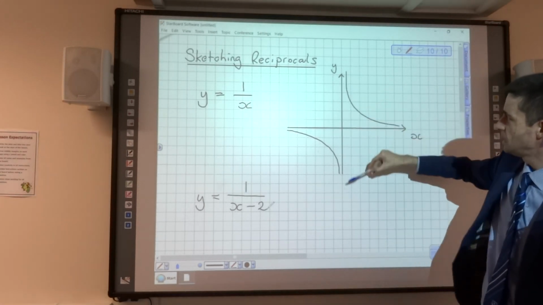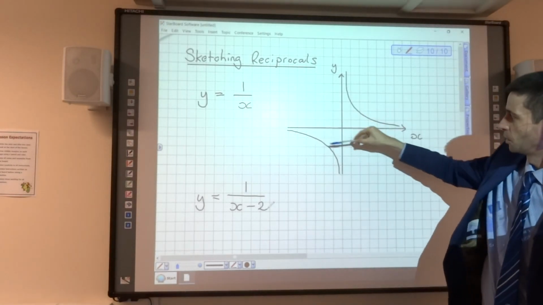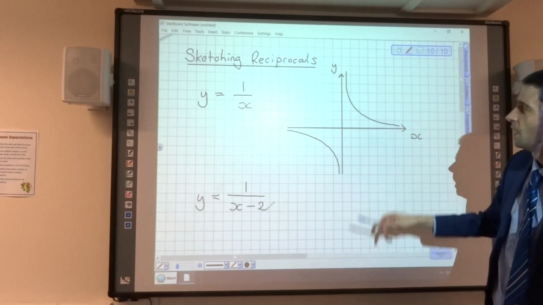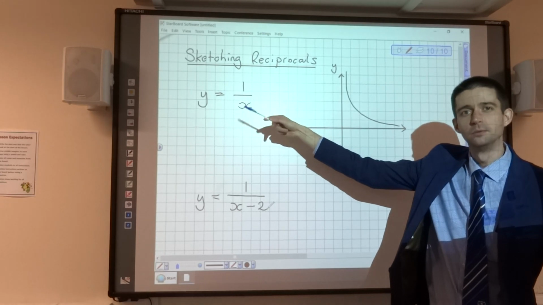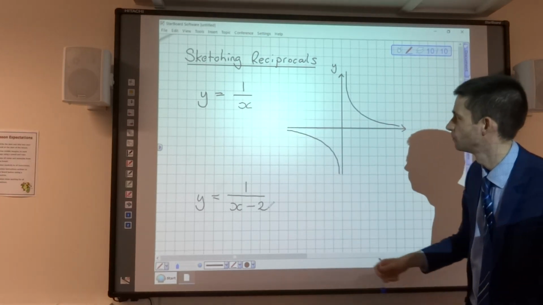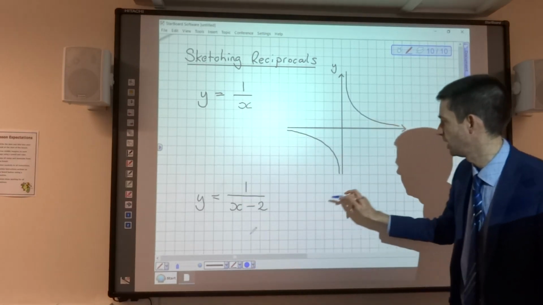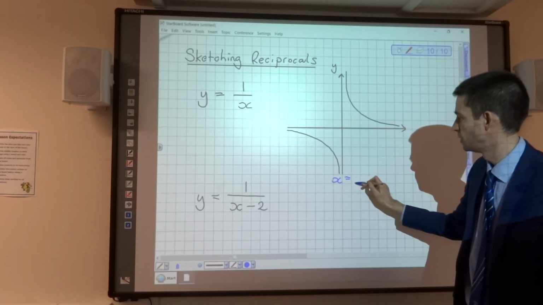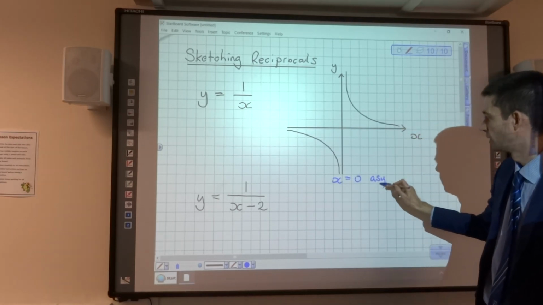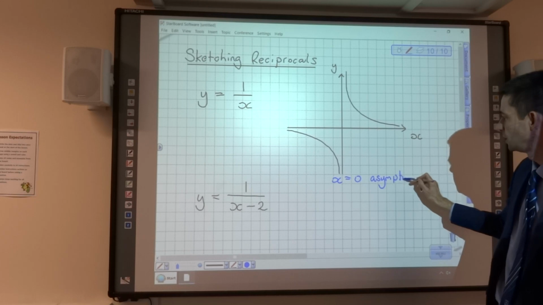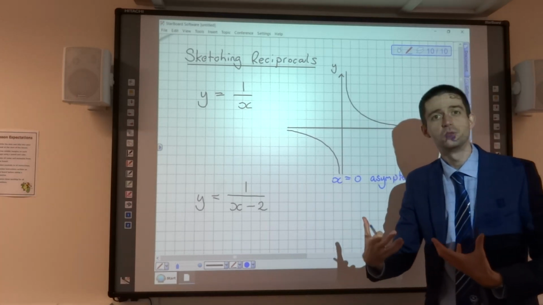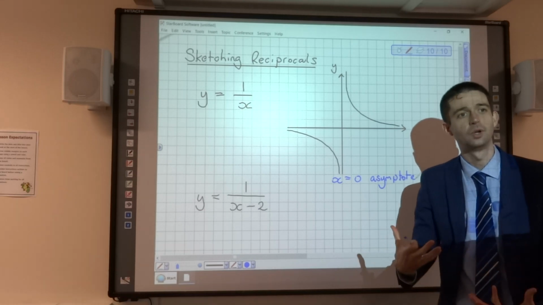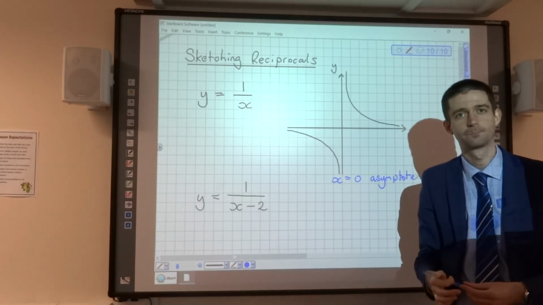We have the y-axis here that the graph is not crossing. And the reason the graph is not crossing it is because x cannot equal 0, because we're not allowed to divide by 0. So what we actually have here is what's known as an asymptote of the graph, and the asymptote x equals 0 exists because x equals 0 is a value that the function cannot take. We cannot put x equals 0 into this function.